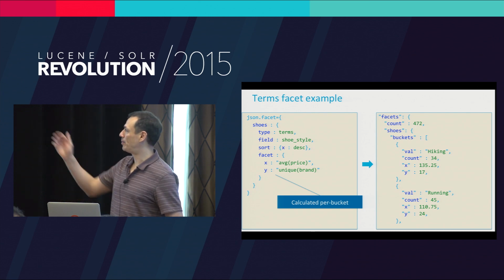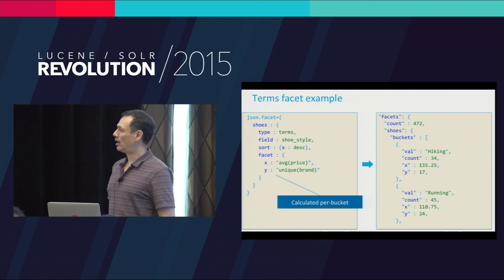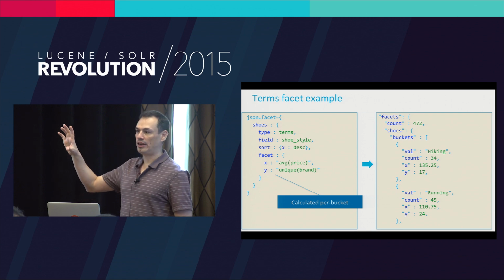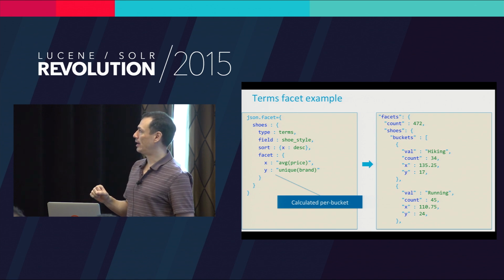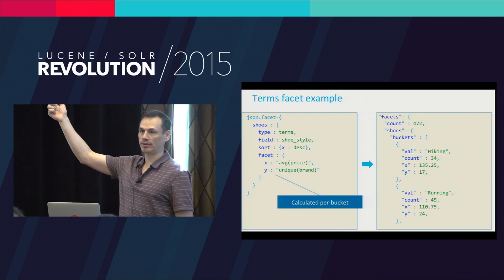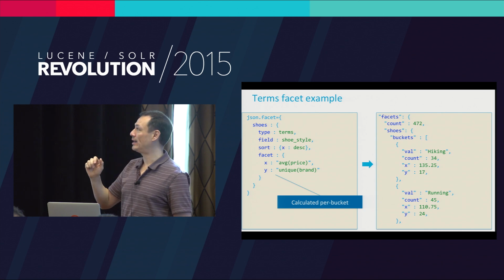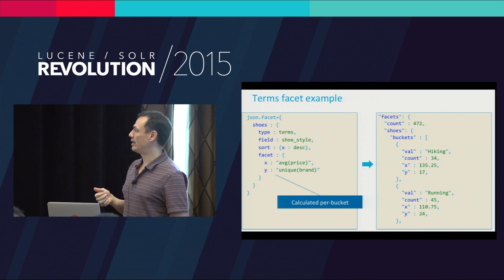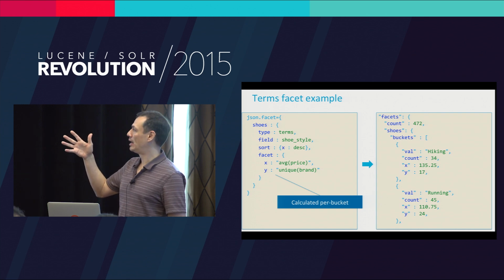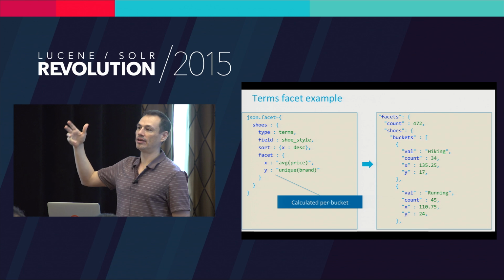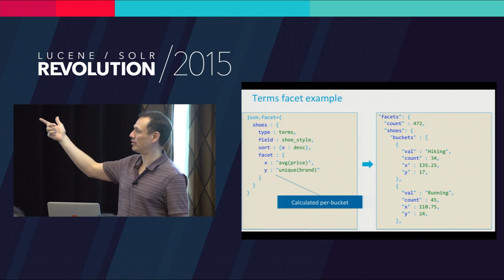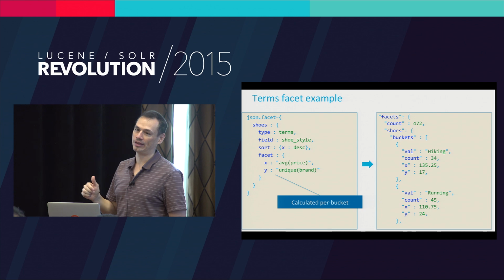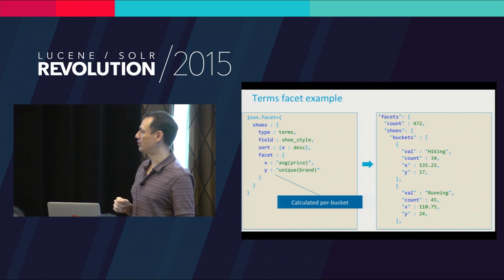And then if we look at the response on the right-hand side, it very much mirrors the request structure. We have the count of documents that's just in the root domain, and then we have our shoes facet, and it has a bucket list. The extra thing we see in each bucket is a val, which is basically the value in the shoe style field that produced that bucket. So pretty straightforward.